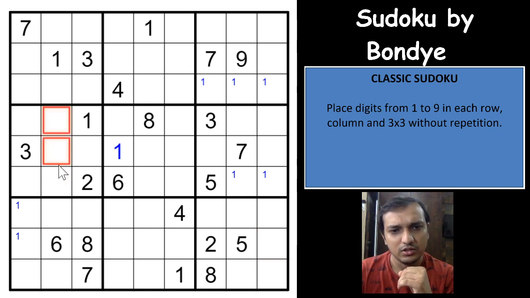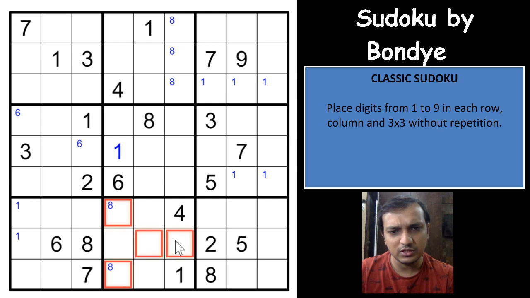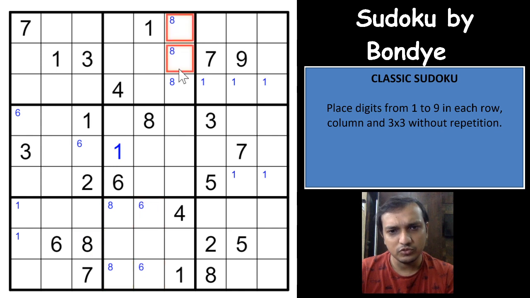Anything else we have? 6 here and here will give you 6 in one of these two cells. Corner pencil mark of 6 here. And you have a 6 and 8 here, so 8 cannot be here. So 8 would have to be in one of these two cells. That gives you 8 in these 3 cells, right? Same way 6 cannot be here, it cannot be here. So 6 would have to be in one of these two cells. That gives you 6 also in these 3 cells. That's nice.